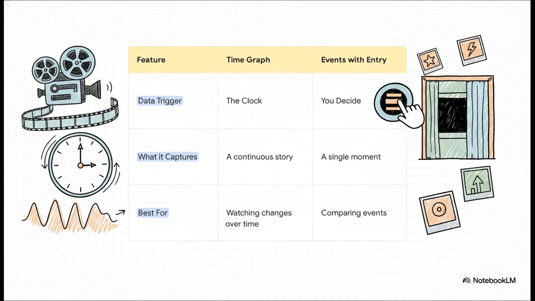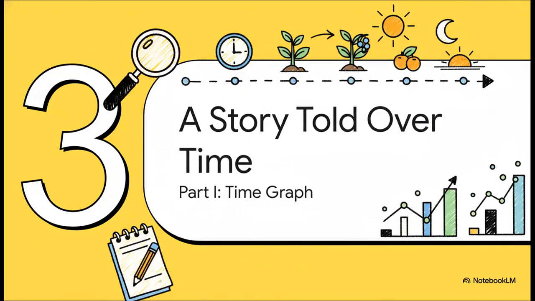But then, you've got events with entry. This is more like a photo booth. You are in control. You decide when to hit that button and snap a picture, capturing one single moment. It's the best way to compare individual, separate events. So see, two totally different tools for two totally different kinds of stories. So let's put that first method to the test, shall we? We're about to watch a story unfold in real time using that film camera approach.